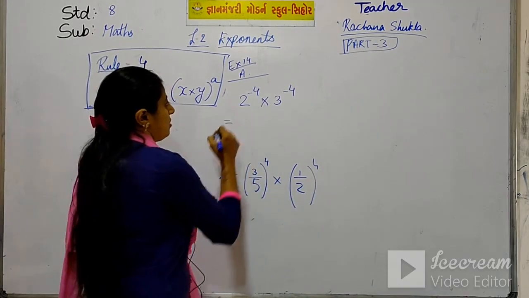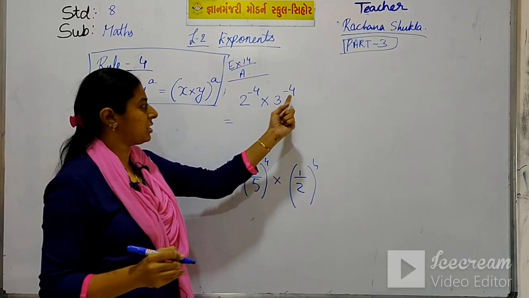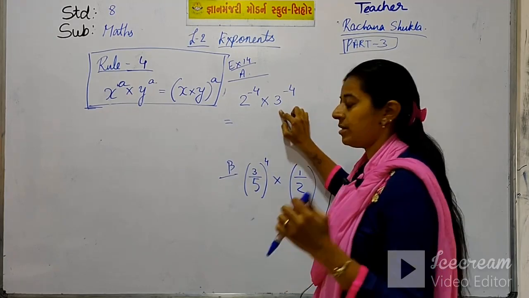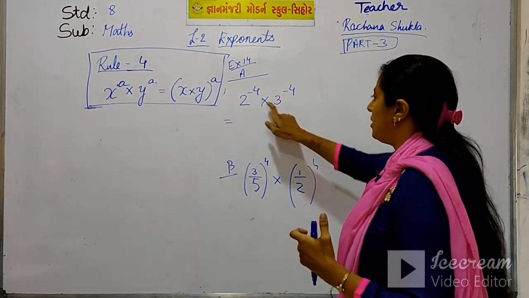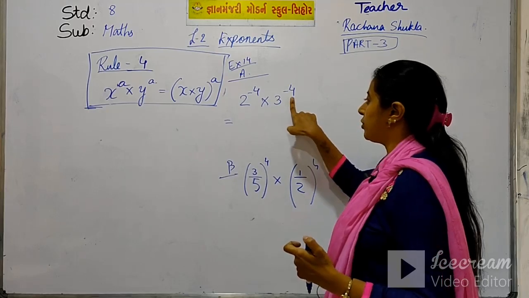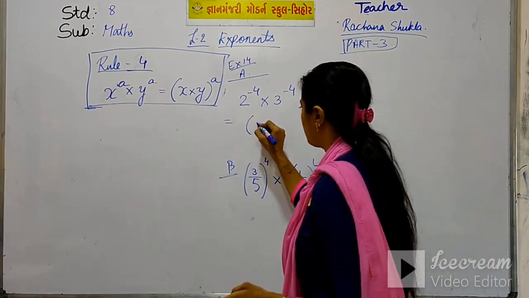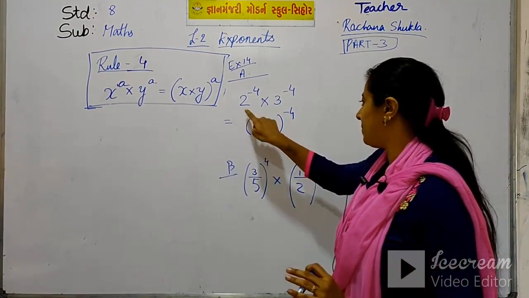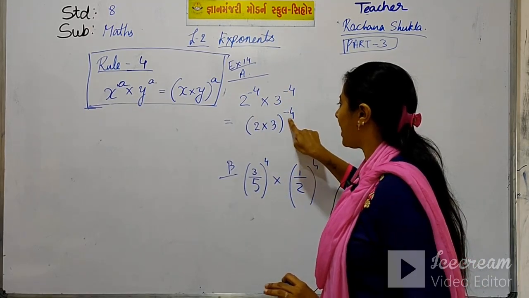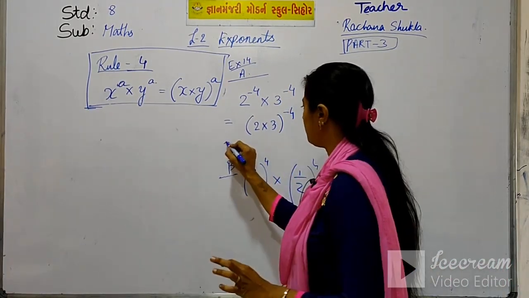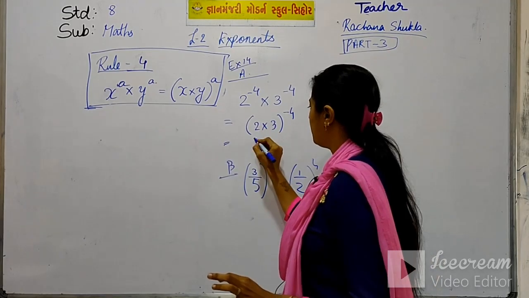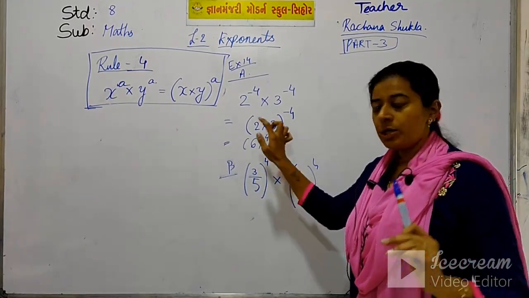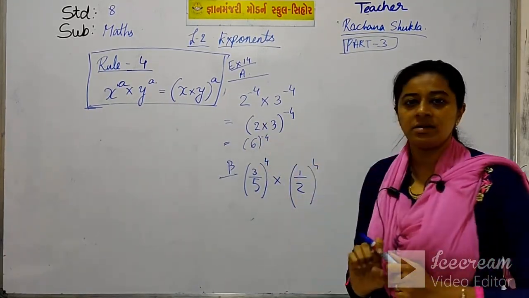In the first one, 2 to the power minus 4 into 3 to the power minus 4, the bases are different, 2 and 3, but the powers are same, minus 4 and minus 4. So you will multiply both bases and write minus 4 as common. 2 3s are 6 to the power minus 4. This will be your answer.